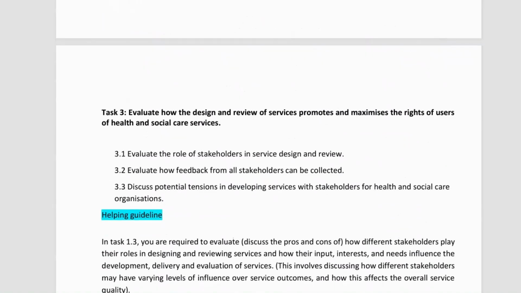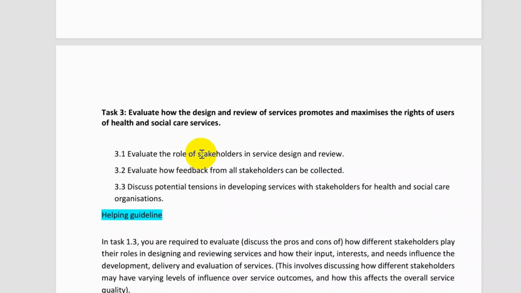Now, this is learning outcome 3, which is to evaluate how the design and review of services promote and maximize the rights of users of health and social care services. In which, for the assessment criteria 3.1, you need to evaluate the role of stakeholders in service design and review. For this criteria, first you need to identify different stakeholders that can be involved in the service design and review process. These stakeholders may involve the service users themselves, the care providers, the managers or leaders, and many others.